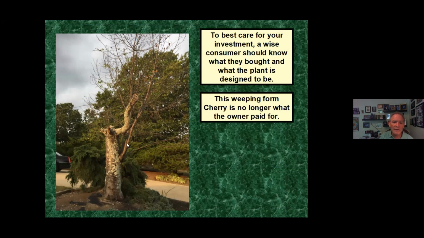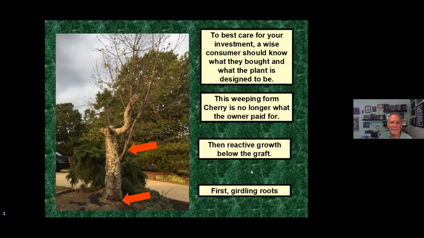But this is sprouting out from below the graft. Here's the grafted area. That's where the weeping form tree was grafted onto the rootstock. Well, this is coming from below the graft. This will live and sprout and flower like a flowering cherry tree, but it will not stay long because this trunk is rotting away. So that's why this tree died, the girdling root. But then this tree on this side, where the girdling root wasn't cutting things off, sprouted out a reactive sprout. So first the girdling roots, then reactive growth below the graft.